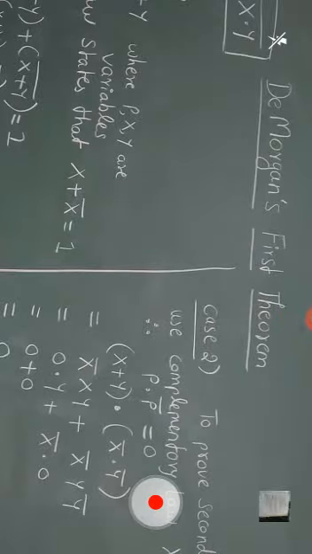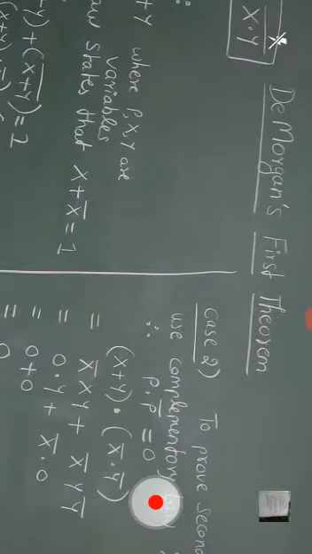So students, De Morgan's first theorem we have to solve today, but we have to solve it by using the perfect induction method. Okay, what does perfect induction method mean? It is a method of proving Boolean theorems by substituting all possible values for the variables. So we are going to have the proof by using the perfect induction method.